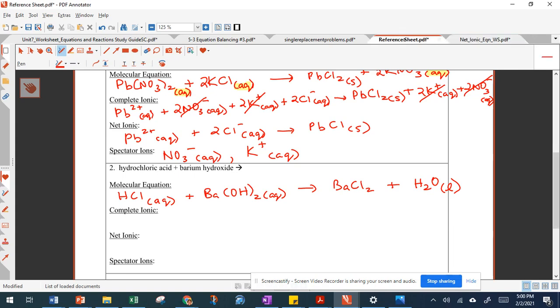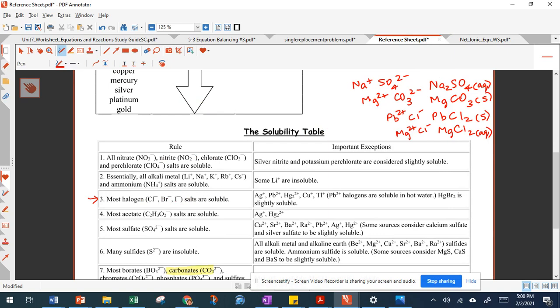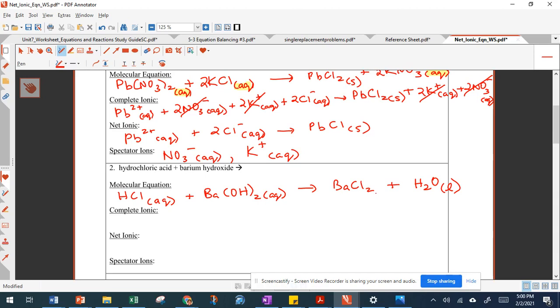Now let's look for barium chloride. So barium chloride does have the third rule apply. It says all halogens are soluble. We do not have an exception. So if we go to our sheet, this means that this is AQ. Okay, so now we're going to balance it. We put a 2 here, and we put a 2 here, and now it's balanced. Now this is a situation where this requirement of having a covalent compound, for example water, would allow this reaction to proceed. So this reaction will occur.